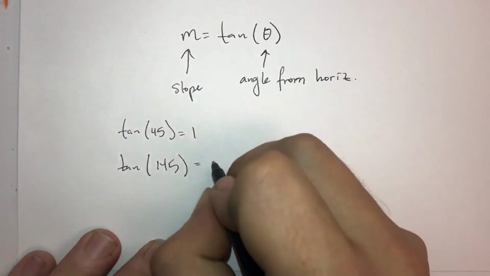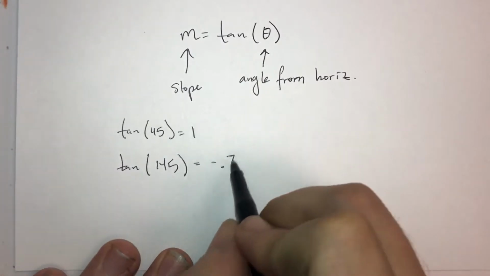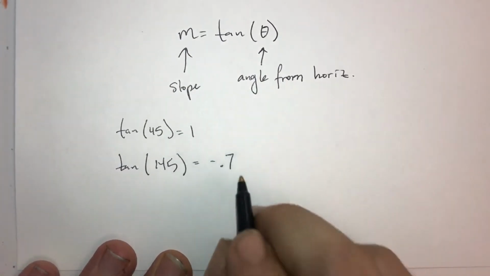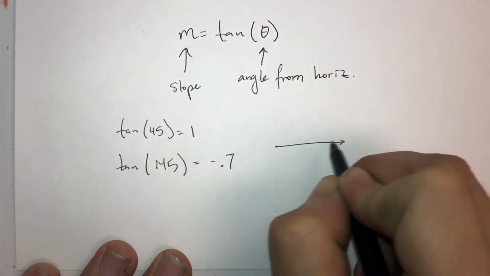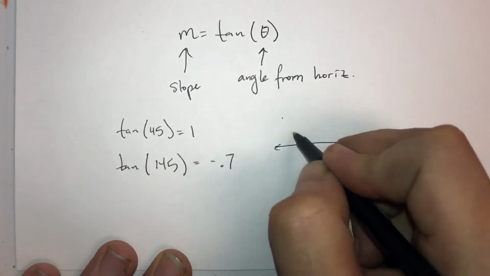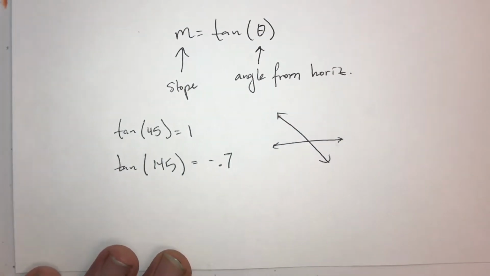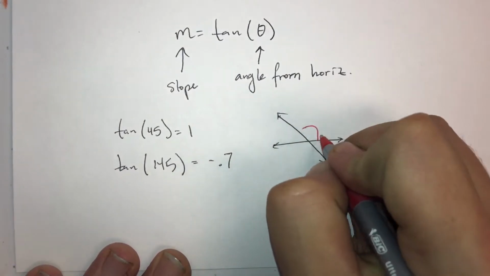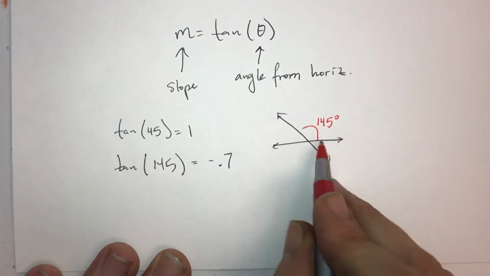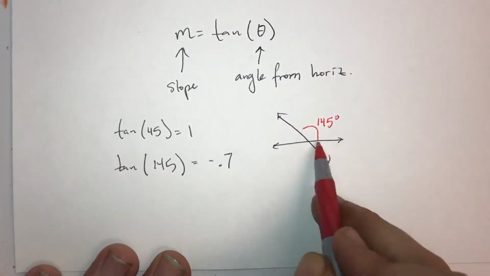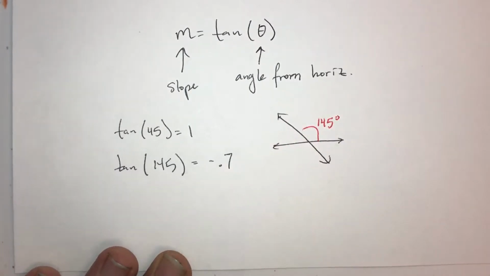Negative 0.7. And I said 3 decimal places, so it's actually 0.700, so we can just leave it at that. Remember, degrees from horizontal means that the line makes a 145-degree angle from the right side, so from the easterly direction, or the positive x direction, with a horizontal line. Okay, so it makes sense that this slope is negative.